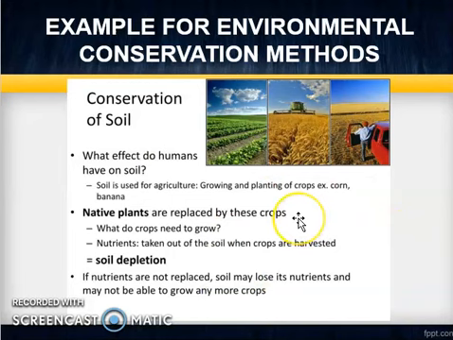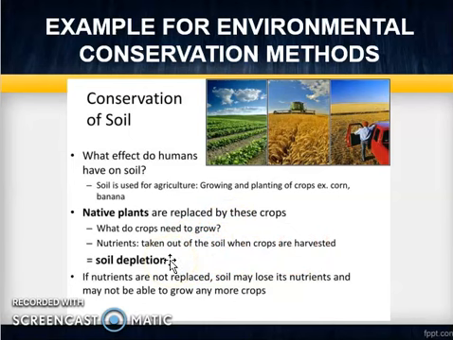Okay, next, the second method in environmental conservation, which is conservation of the soil. What effect do humans have on soil? Soil is used for agriculture, growing and planting of crops. For example, planting corn and banana plants. Native plants are replaced by these crops. What do crops need to grow? Yes, surely nutrients, which are taken out of the soil when crops are harvested.